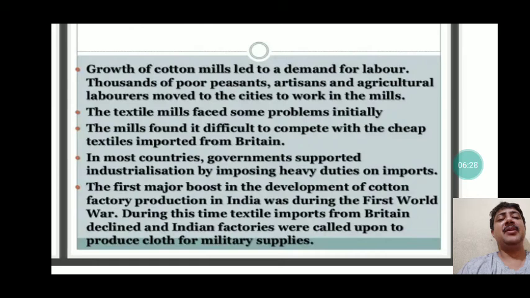The first major boost in the development of cotton factory production in India was during the First World War. During the First World War, textile import from Britain declined, and the Indian factories were called upon to produce clothes for military supplies. We need to understand that during the First World War, the British industries got affected, and Indians again got a chance to revive. This is how the Indian factories or mills came up to produce clothes for the military.